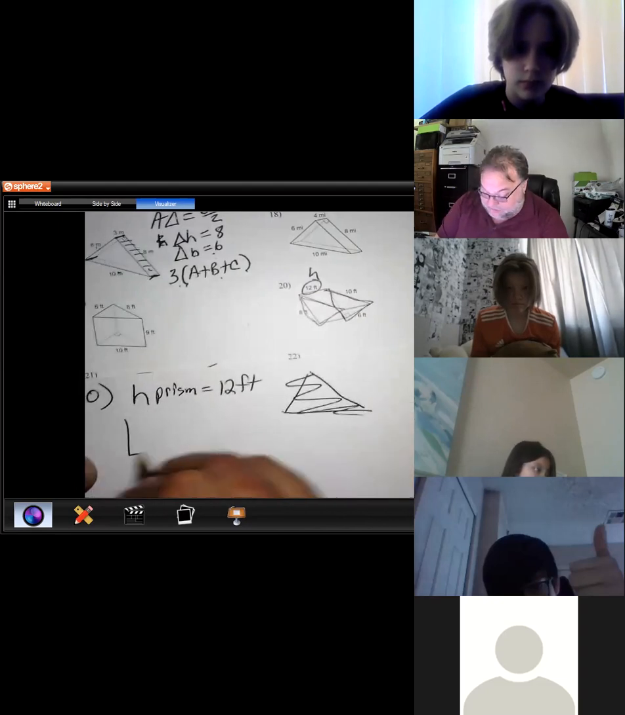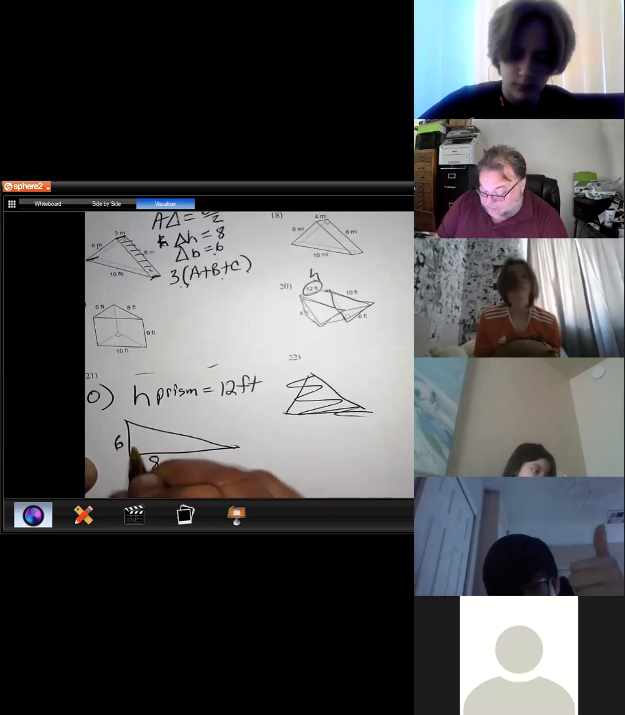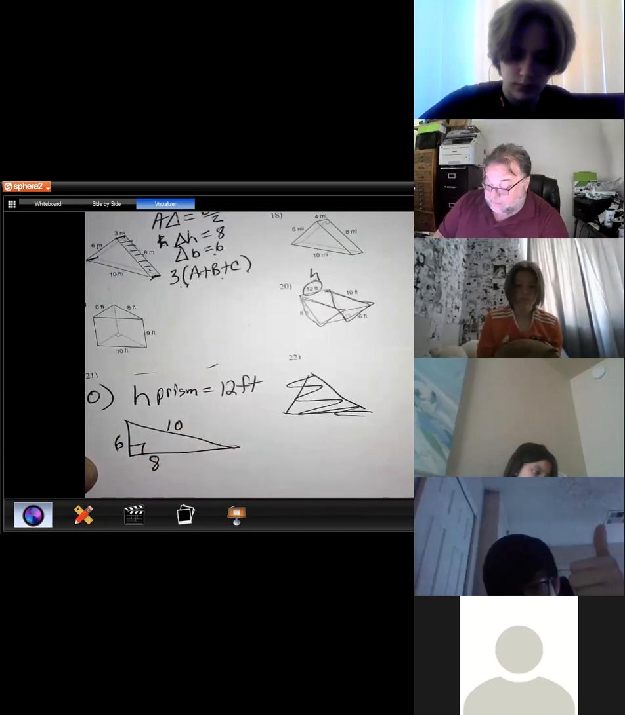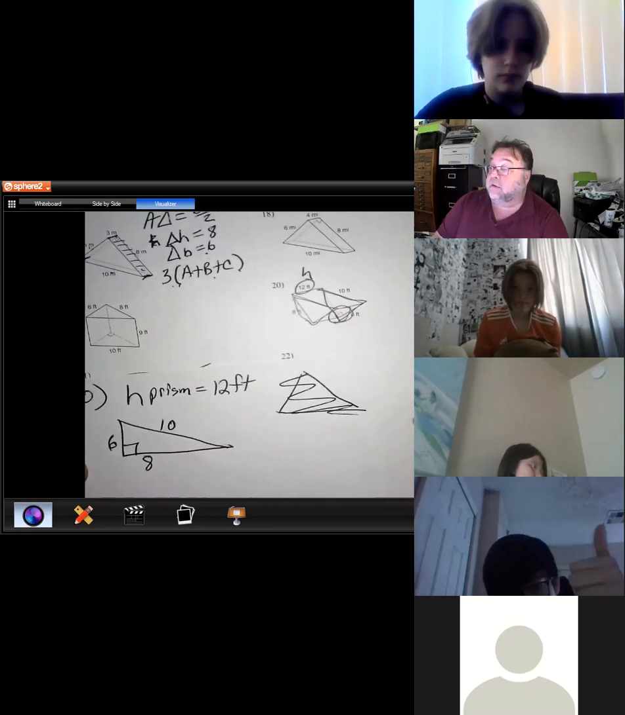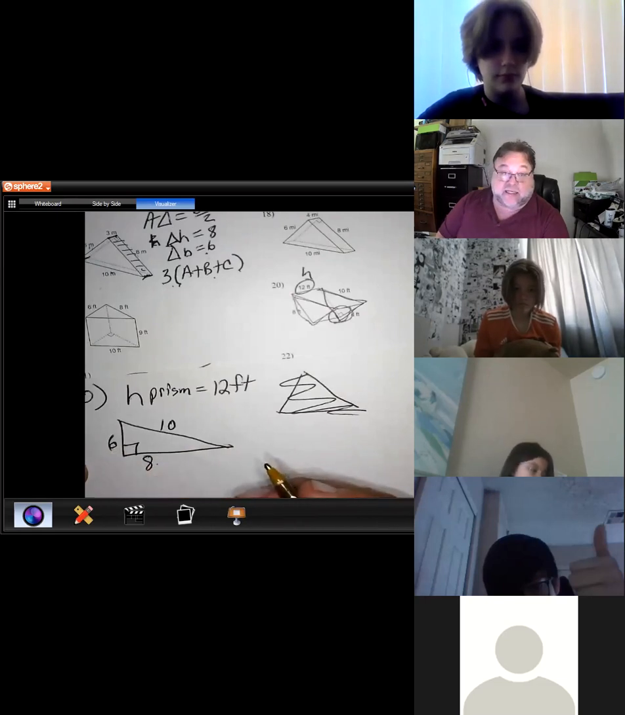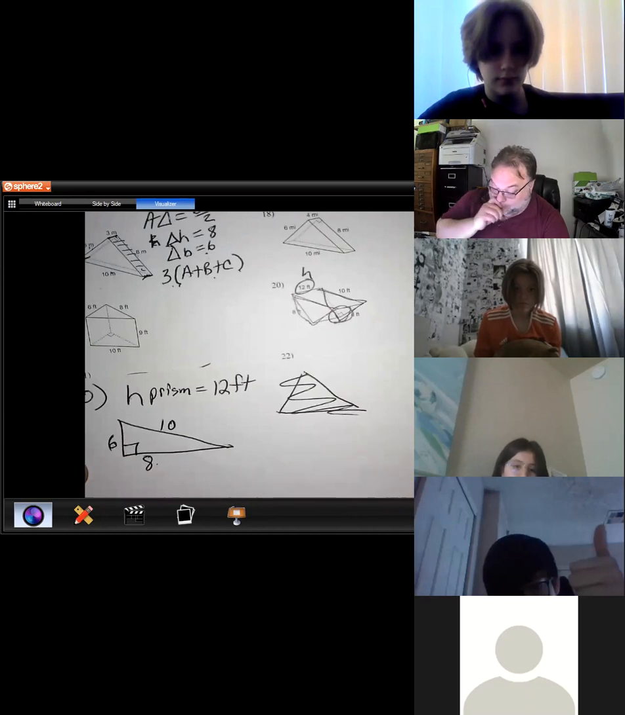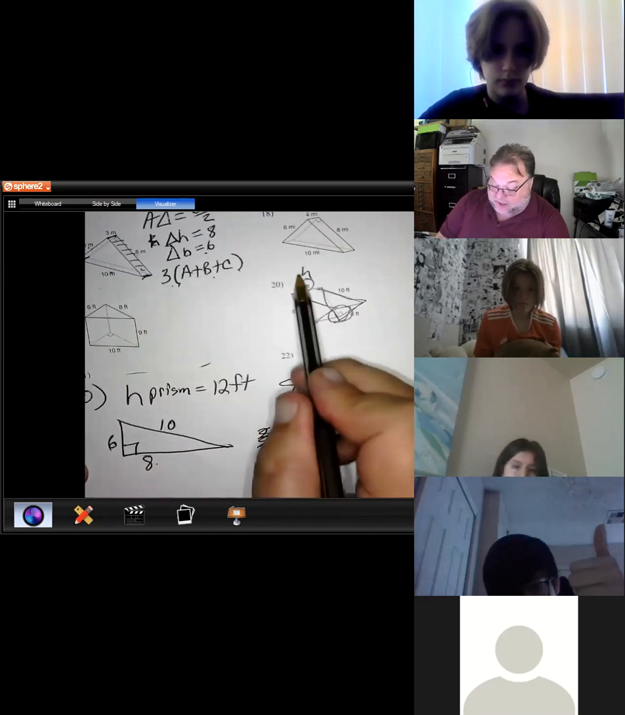That's not a good drawing. So I have, oh, it's the same one as before. Same exact triangle from before. See, here's our right angle here. Okay, so this is our thing. So I can make 8 the height, or I can make 6 the height. It doesn't matter, right? Now, our height here is 12, right?